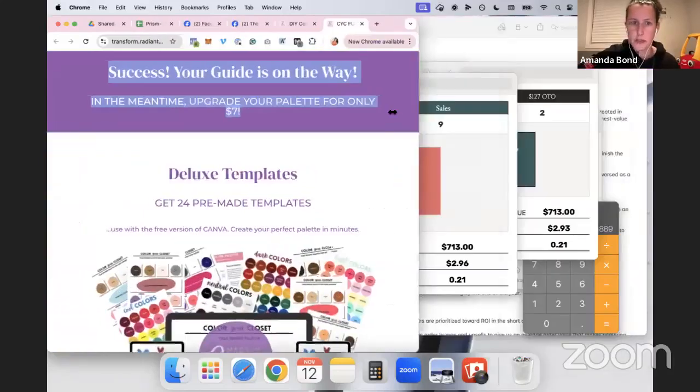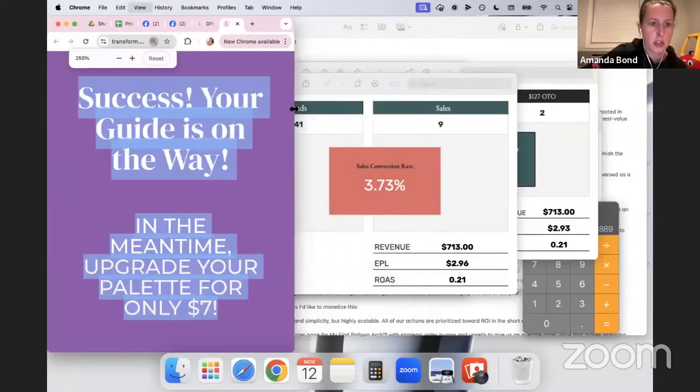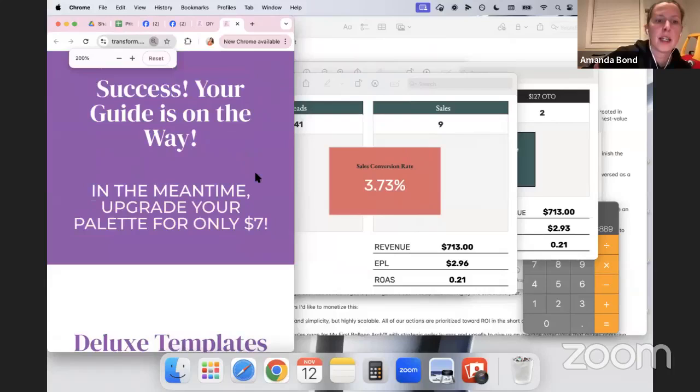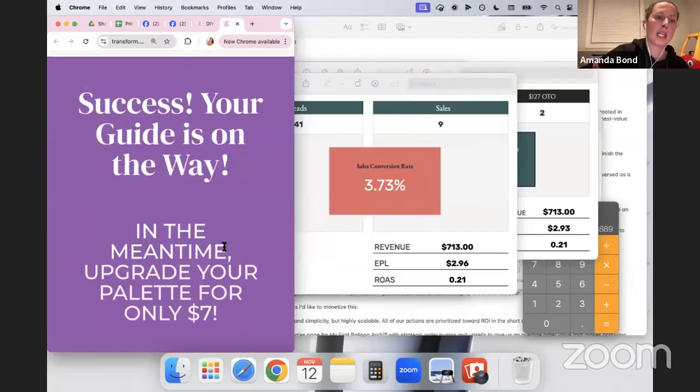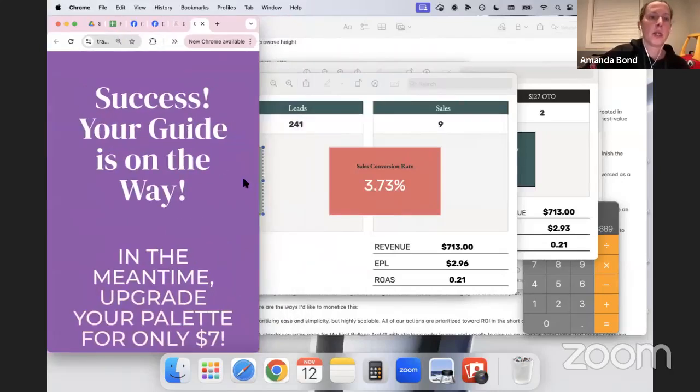Let me try and see if I can jam it into a smaller screen. Like if it's like that, success, your guide is on the way, make that fill up more of the page. Am I full screen? Yeah, I am. And then have some sort of indication that there's something down here for them to keep going.